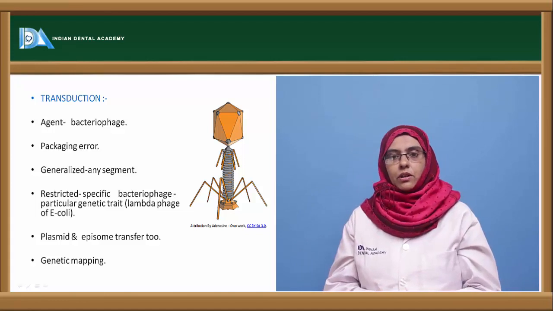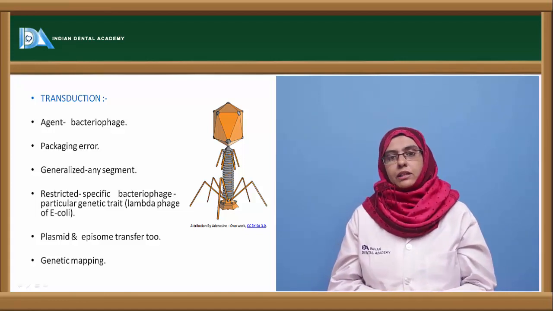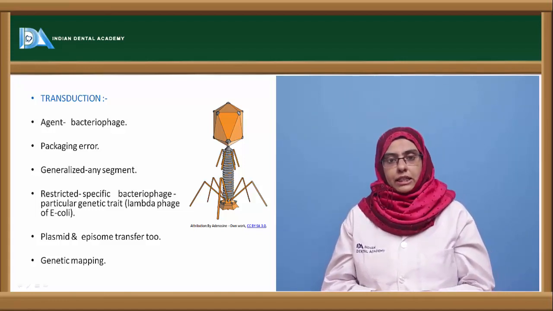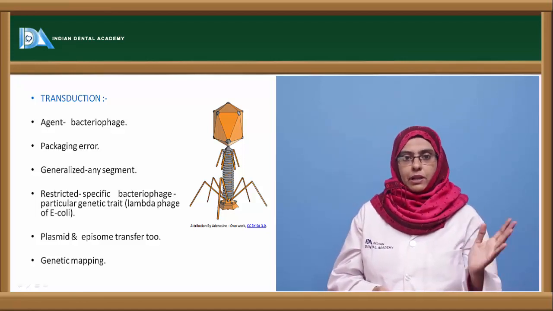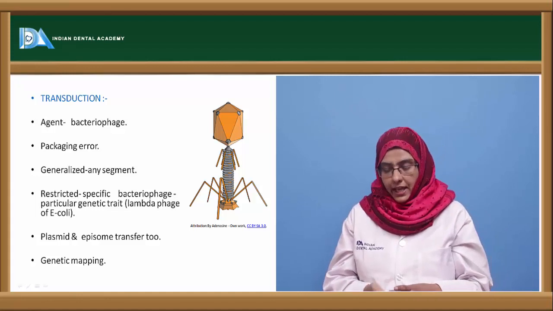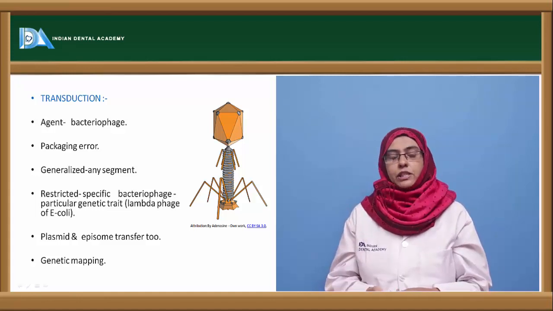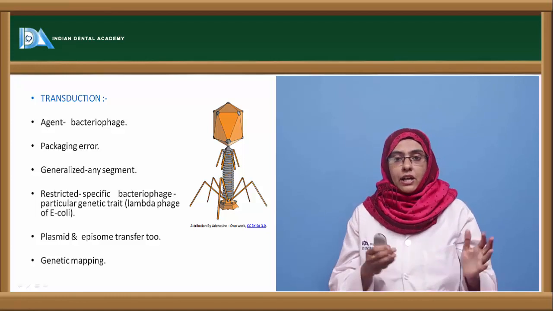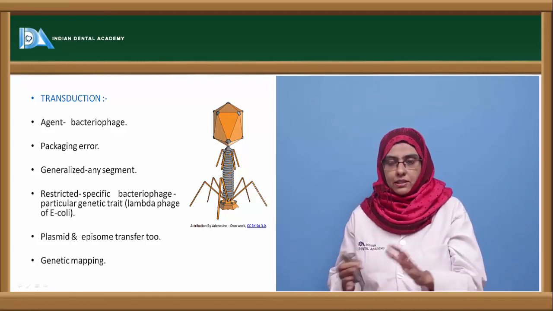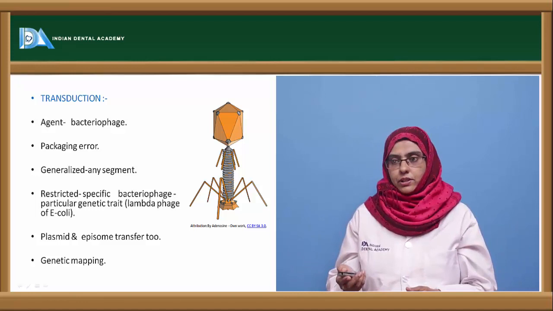And sometimes not only the bacterial chromosome, but the bacteriophage can also take plasmids and episomes from the bacterial chromosome and transfer them to the other cell. This bacteriophage is mostly used in genetic mapping in recombinant DNA technology to know where the genes are usually present in the DNA of a host.